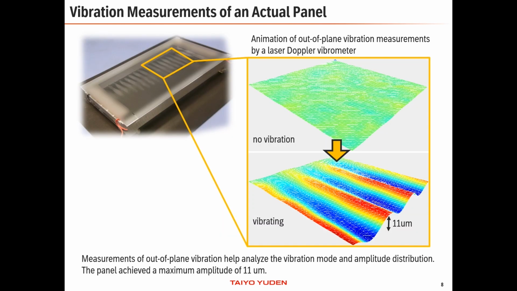This slide shows the vibrational measurements of an observed panel under the simulation conditions of the previous slide. You can see that the amplitude at the center of the panel is large like those in the simulation. Measurements of the out-of-plane vibration can help us grasp the vibration mode and amplitude distribution, aiding in the development of high-performance actuators.